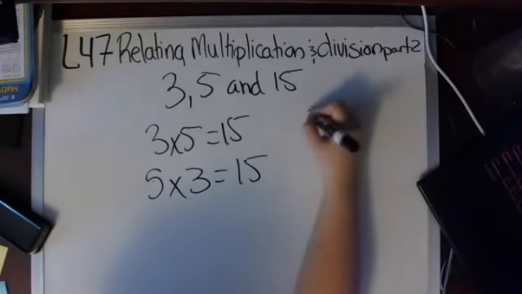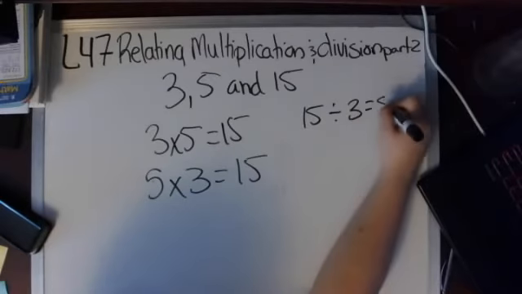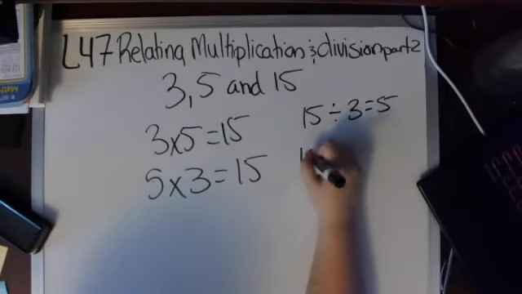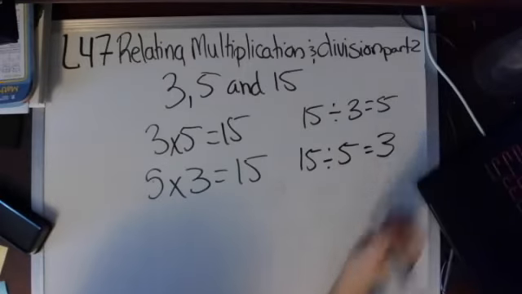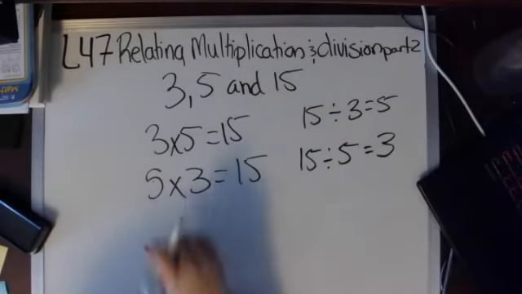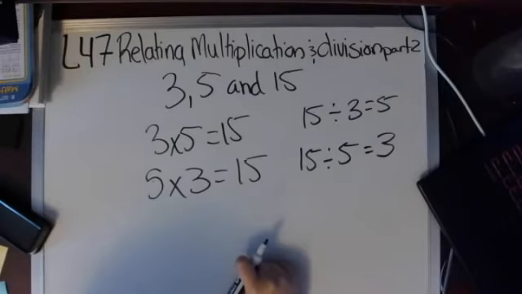For division, I always have to start with the biggest number, just like subtraction. So it's going to be 15 divided by, let's say, 3 equals 5. And for the last one, I just switch it around. 15 divided by 5 equals 3. There are 2 multiplication facts and 2 division facts for 3, 5, and 15.